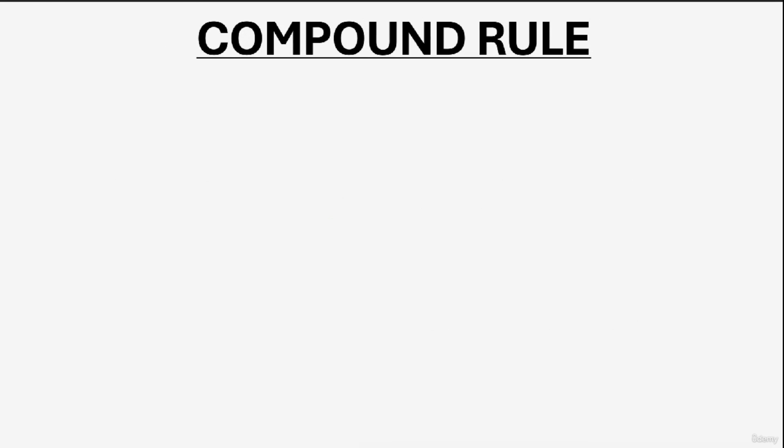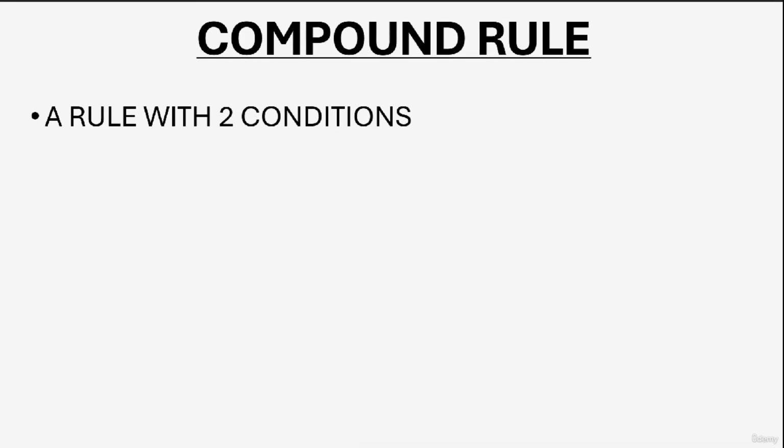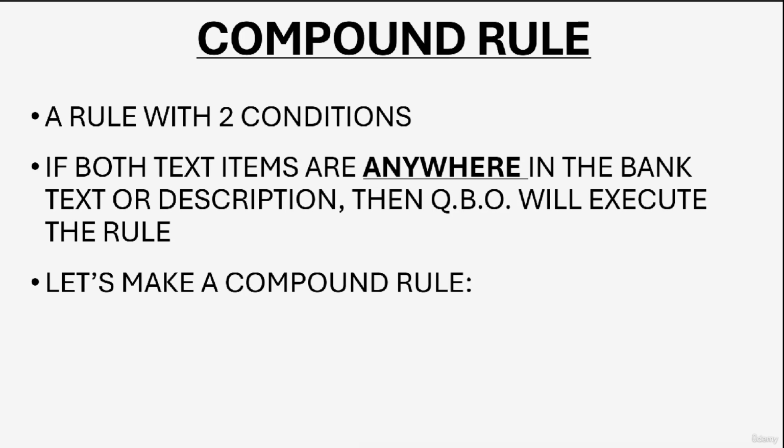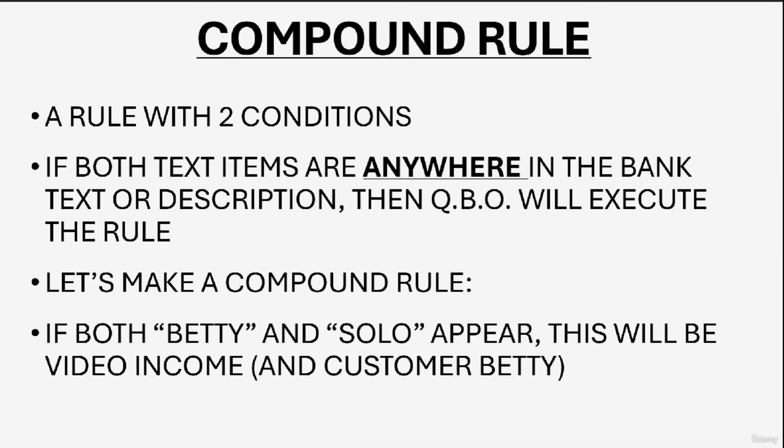What you need in this case is a compound rule, a rule with 2 conditions rather than 1. So if both text items are anywhere in the bank text or description, then QuickBooks Online will execute the rule. So let's make this compound rule. If the text contains the word Betty and contains the word solo, then this will be video income and the customer name will be Betty.